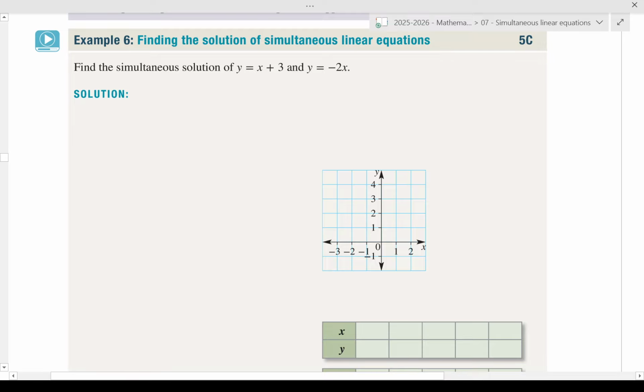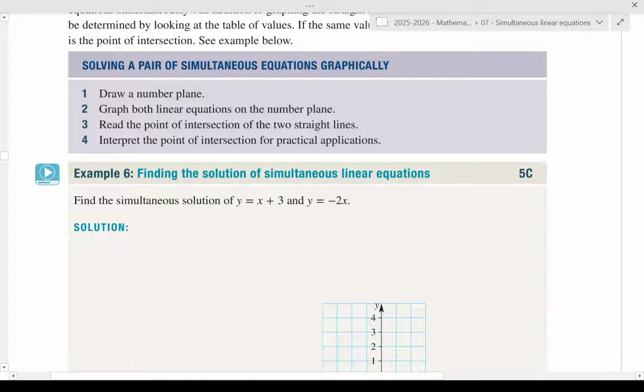We are now looking at finding solutions of simultaneous linear equations. Now, we have talked about this, I know that. And what you're basically doing is we're going to use the graph. So we are actually talking about doing it graphically at the moment. And these are the 4 steps you need to do.